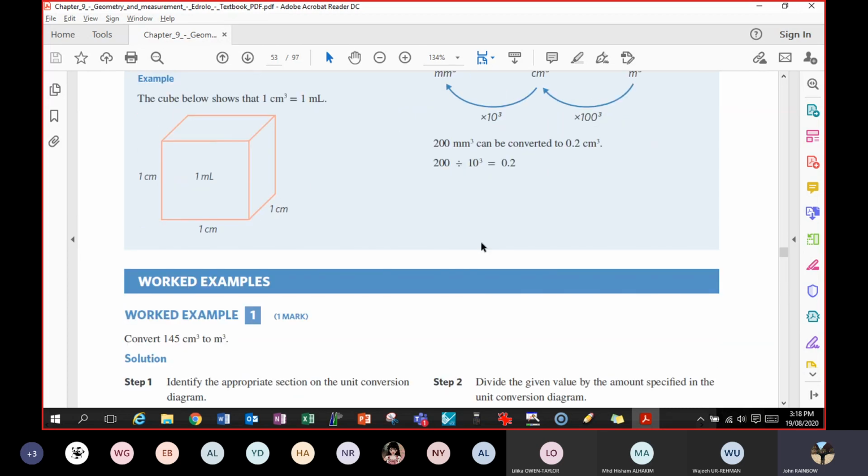1 centimeter cubed is 1 milliliter. And that is it. Sorry to go a little bit over time, but we got it in there, which is great.